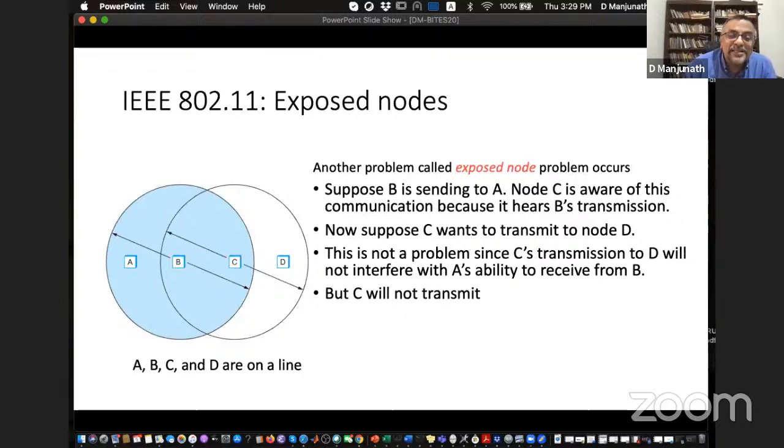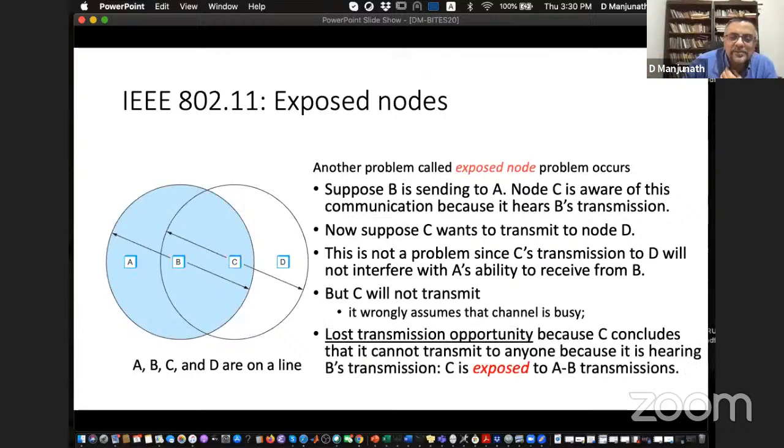It is capable of transmitting a signal to D. It does not know that. So it is just exposed to a transmission from B to A and is losing an opportunity to transmit. Okay, so it wrongly assumes that the channel is busy when the channel is perfectly fine. So this is a lost transmission opportunity.